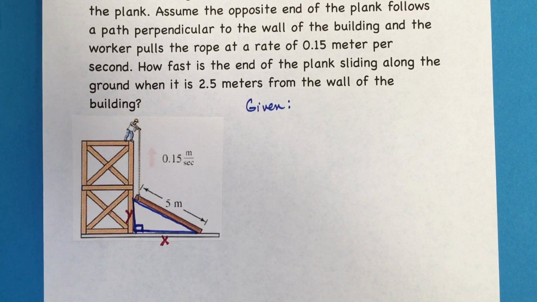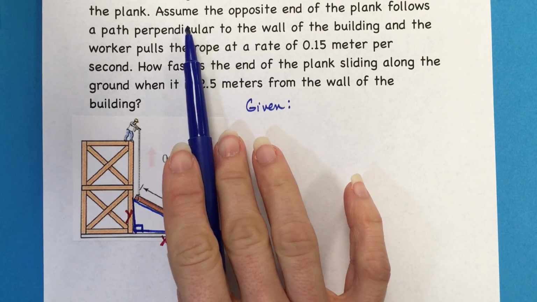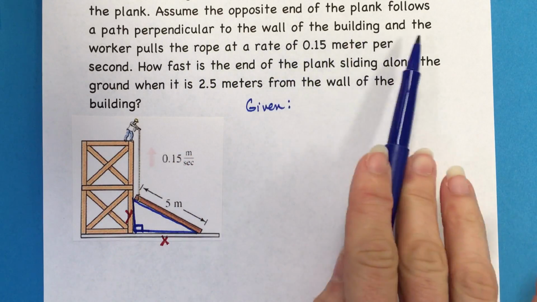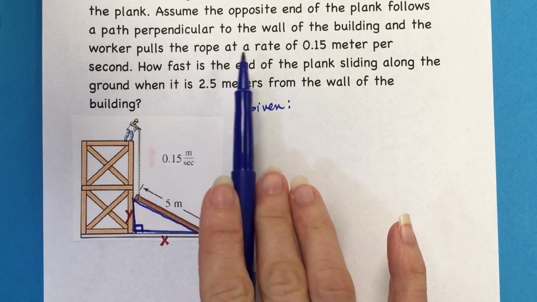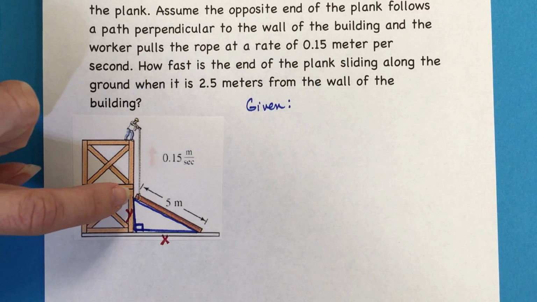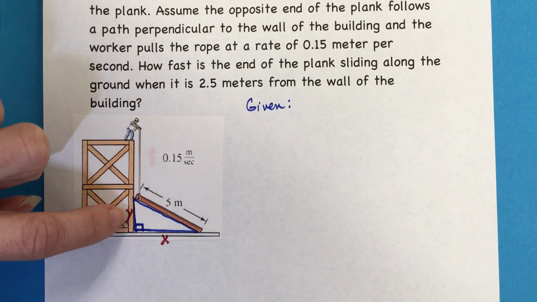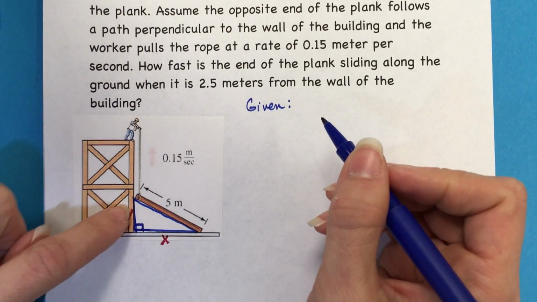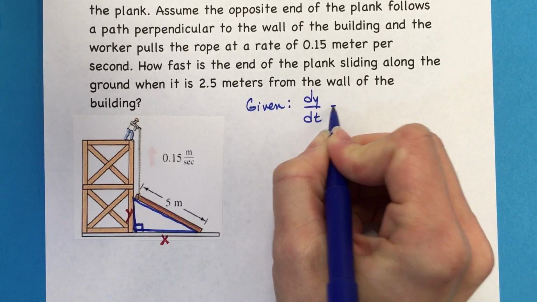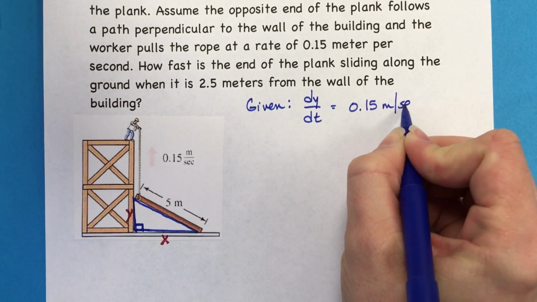So I am given, let's see, assume the opposite end of the plank follows a path perpendicular to the wall of the building, and the worker pulls the rope at a rate of 15 meters per second. So it's being pulled up this way, which means this side's increasing. So that's going to be dy/dt, since that's what I chose to call that side. So dy/dt is equal to 500 meters per second.